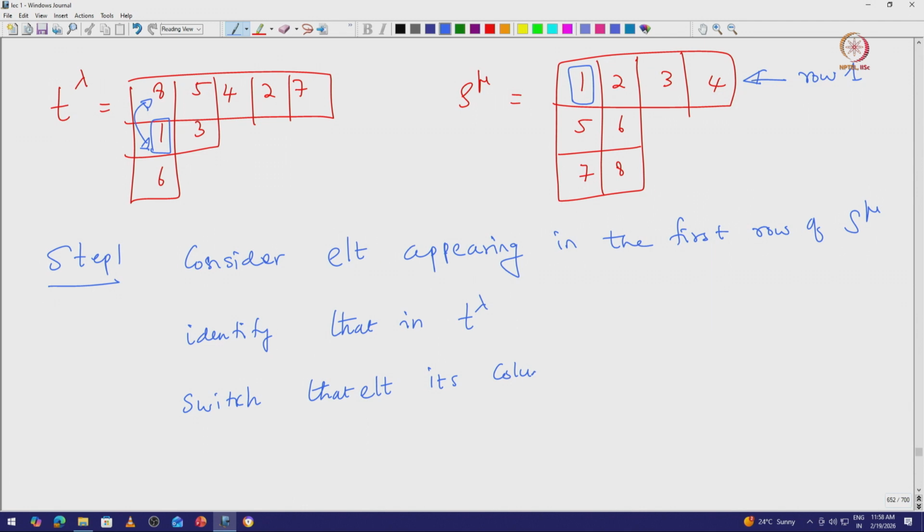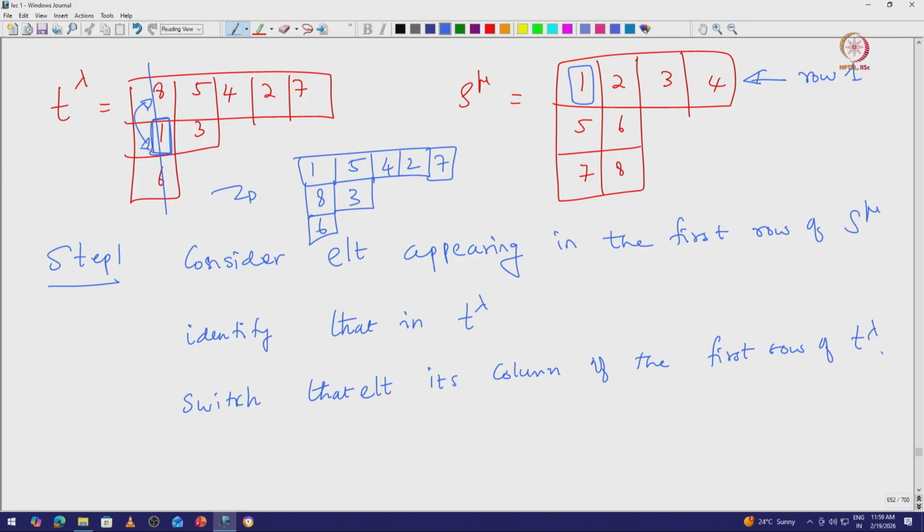So, this is the third thing: switch that element with the first row of its column of T lambda. We identified this one, then you look at that column, take the very first element in the first row of that column, and switch it with that. So, we just switch these two and then we get something like this. We get 1 here and then 5 remains here, 4, 2, 7, and then you get 8 here, then 3 here, and then 6 here.